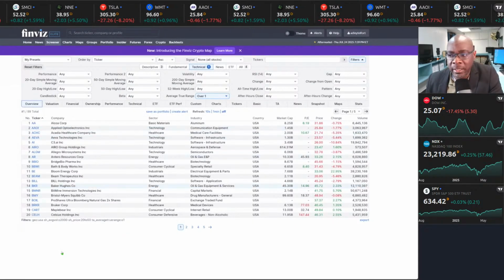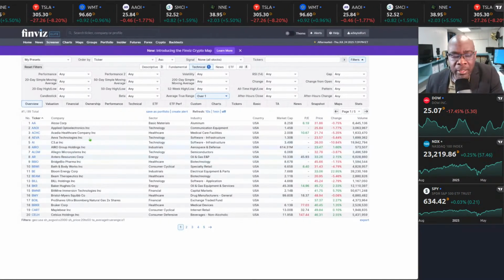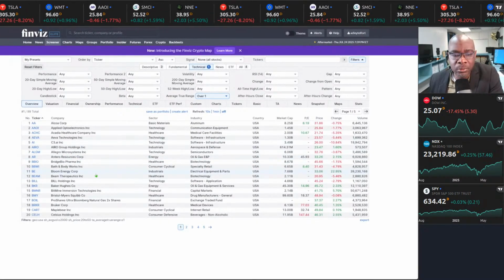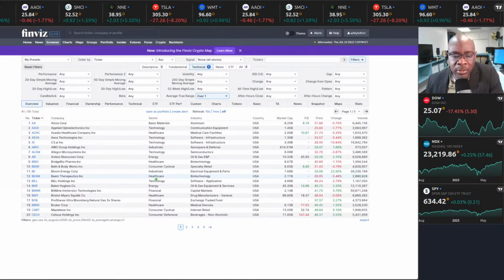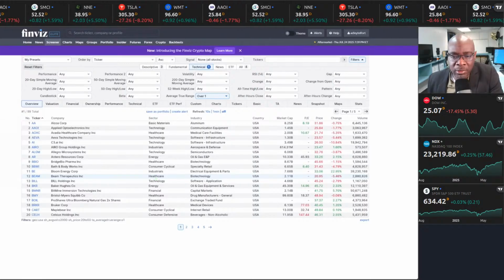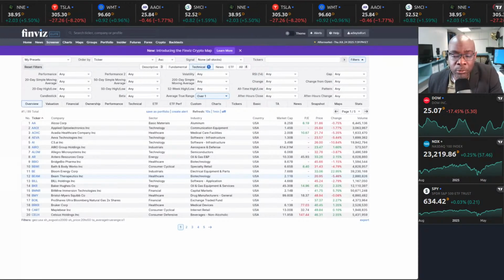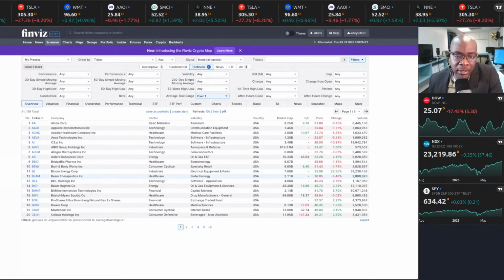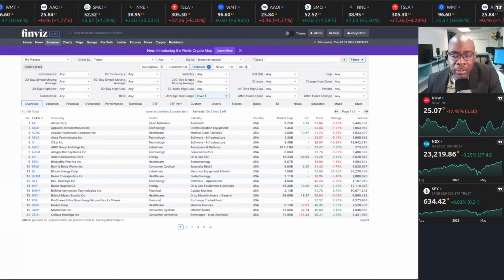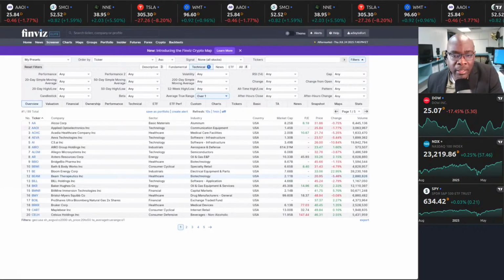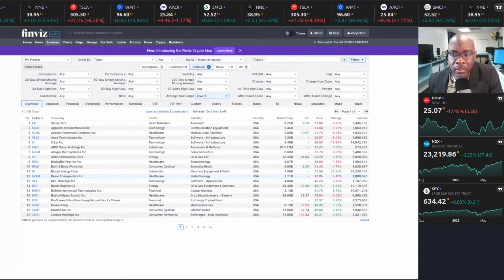Now, once you've done that, you have to take that information and transfer it over to TradingView, which is your charting software. In TradingView, you're going to look at each one of these stocks and see if you can clearly identify an entry point. If they're in an uptrend, can you clearly identify the entry point? Can you clearly identify the stop loss and take profit points?